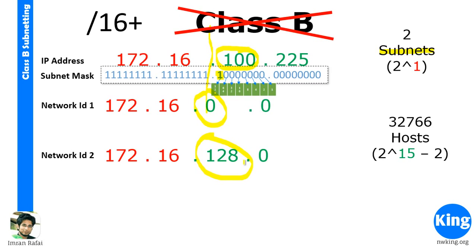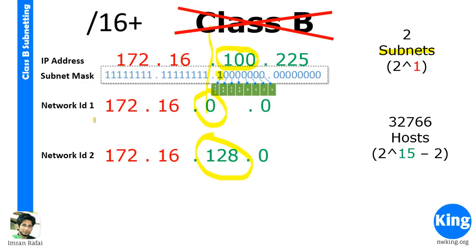Can we add one more? Can we have one more network? No, we can't, because if we add 128 again, it becomes 172.16.256.0, which is not right, because 256 is not a valid IP address. Also we know that by borrowing 1 bit, we're breaking it into only 2, so we can't have the third network ID.